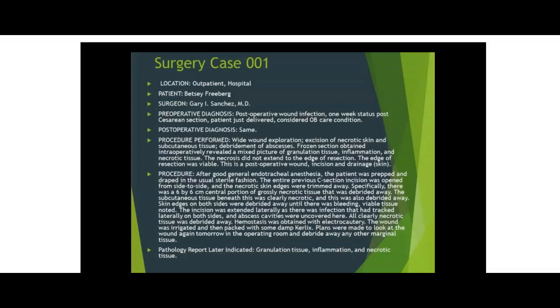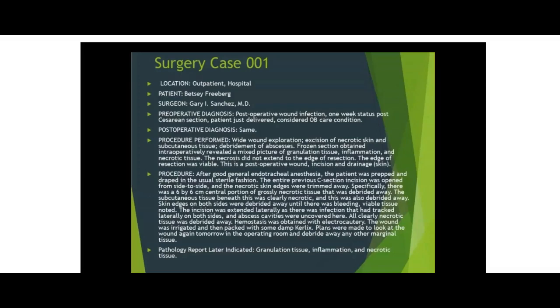So that's the whole incision and drainage that we said we were doing up here under procedure performed. That's what they did, right? We made an incision into the previous incision, and they debrided and drained all the necrotic, all the dead tissue away. And then if we go to where we left off, hemostasis was obtained with electrocautery, the wound was irrigated, and then packed with some damp Kerlix. So that's all part of the procedure as well.